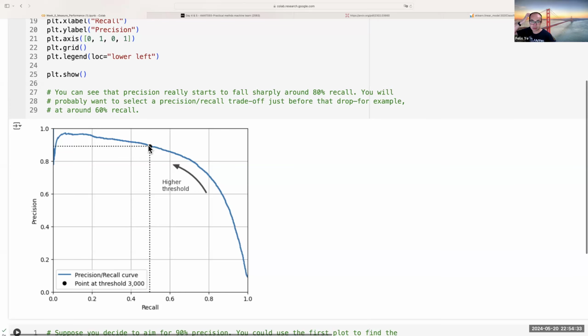If we choose our threshold to be 3,000, you are going to get almost 50% of recall but 90% of precision. All right, so you can see our precision really starts to fall very sharply around 80% recall. So you should probably think about choosing somewhere here that gets you about 80% precision and 65% recall, right?